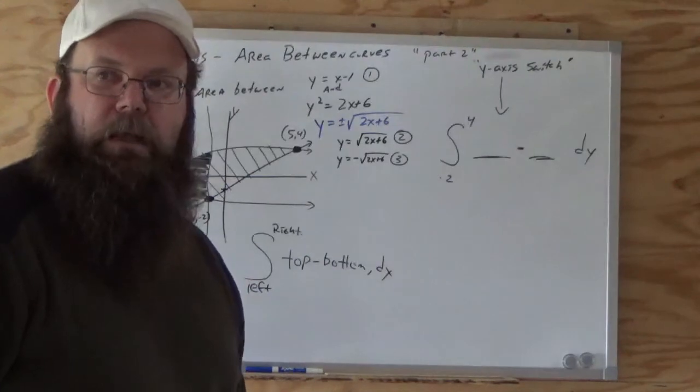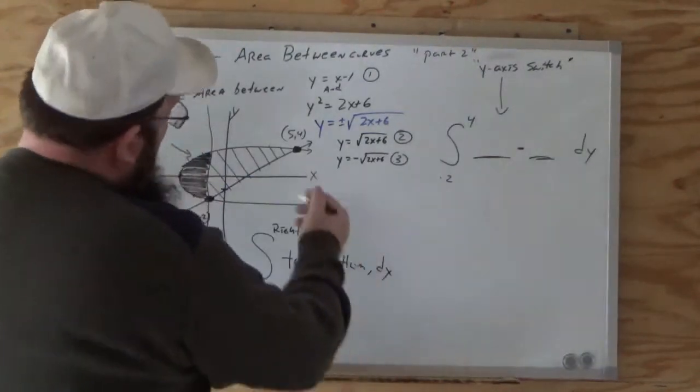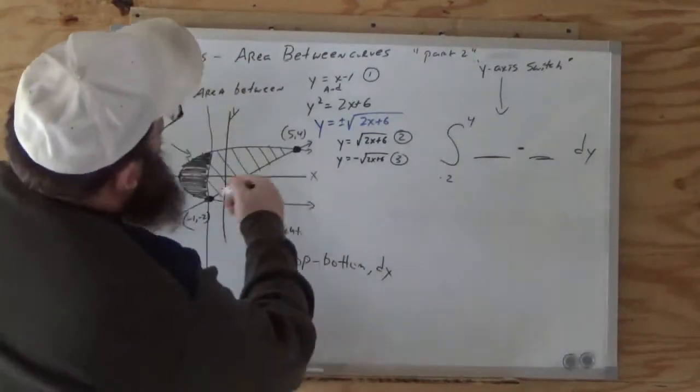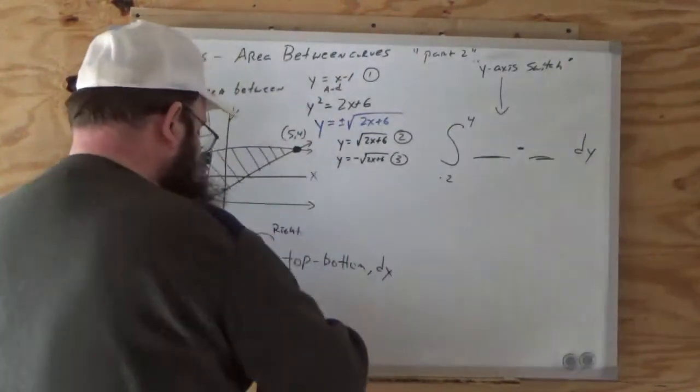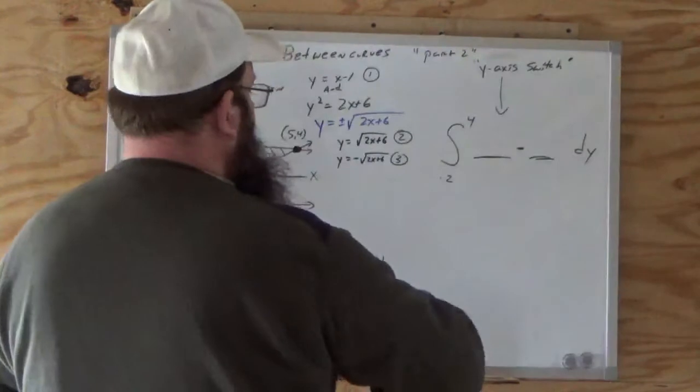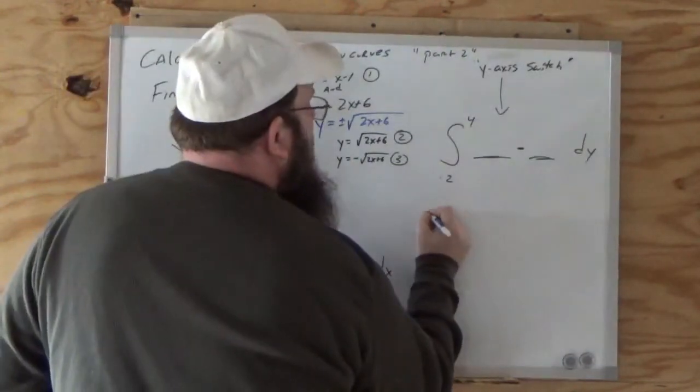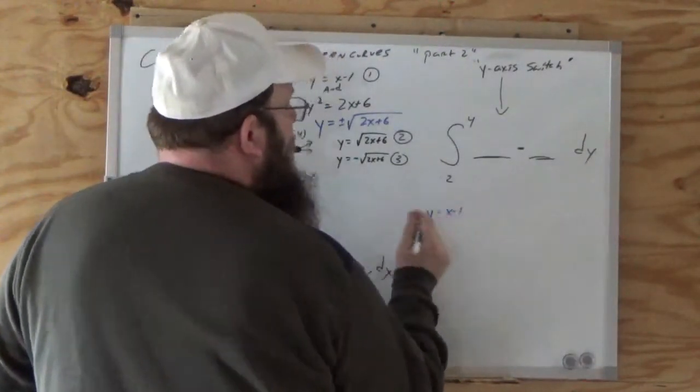Can't put x's in there. So what's the top function? If we're looking at this sideways, the top function was y equals x minus 1. So now we have to do this. Okay, let me change to blue here so you can see that this is a little bit of side work. Y equals x minus 1.